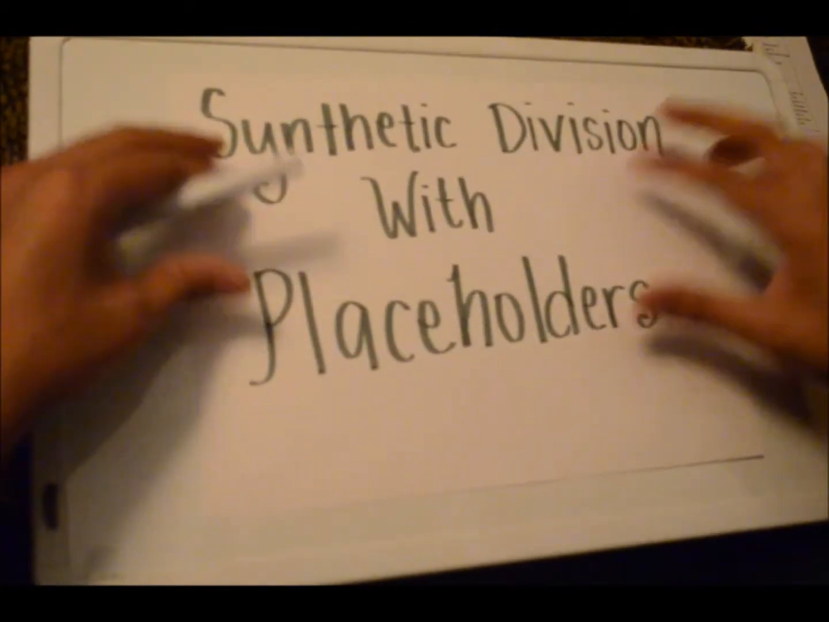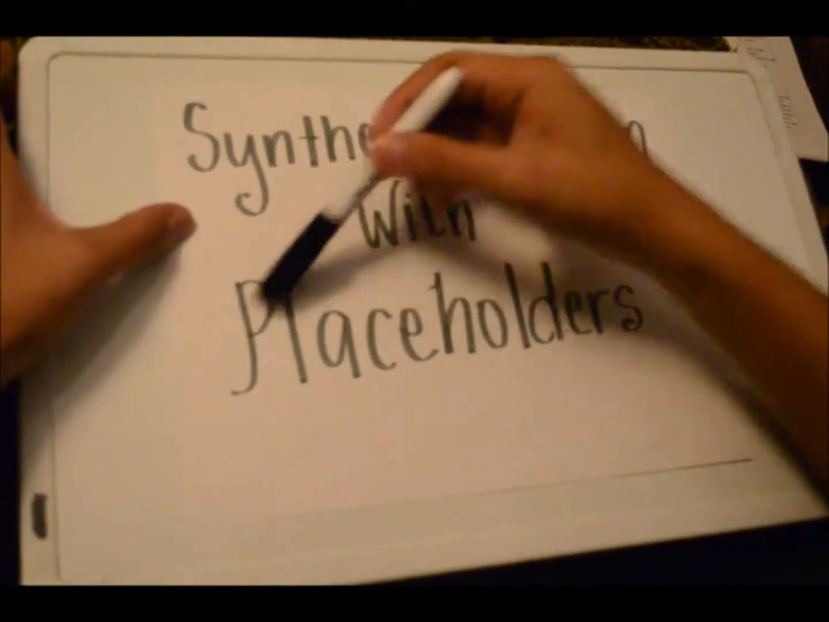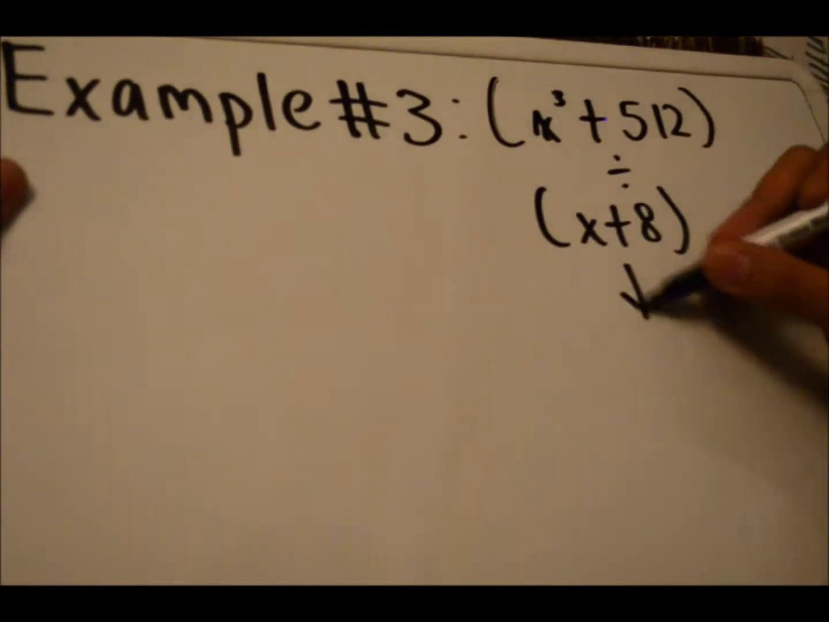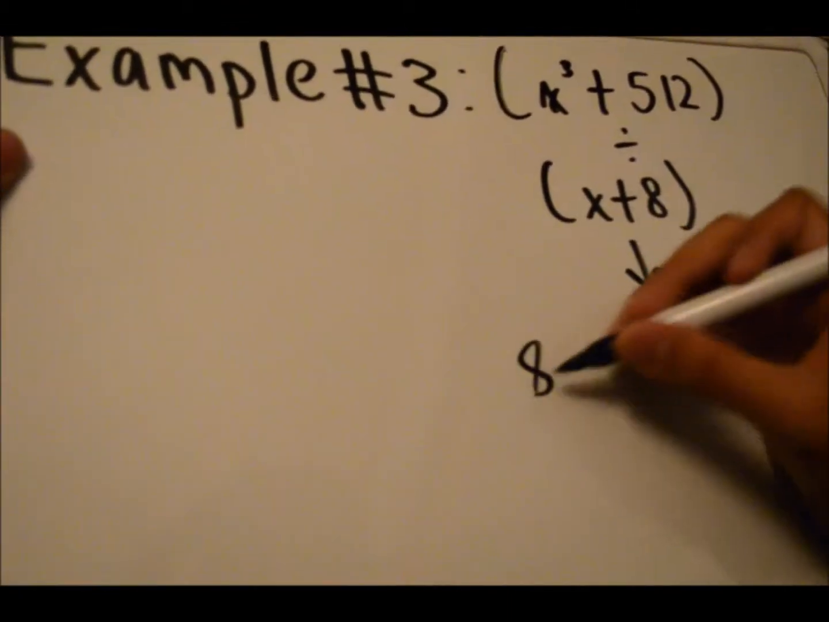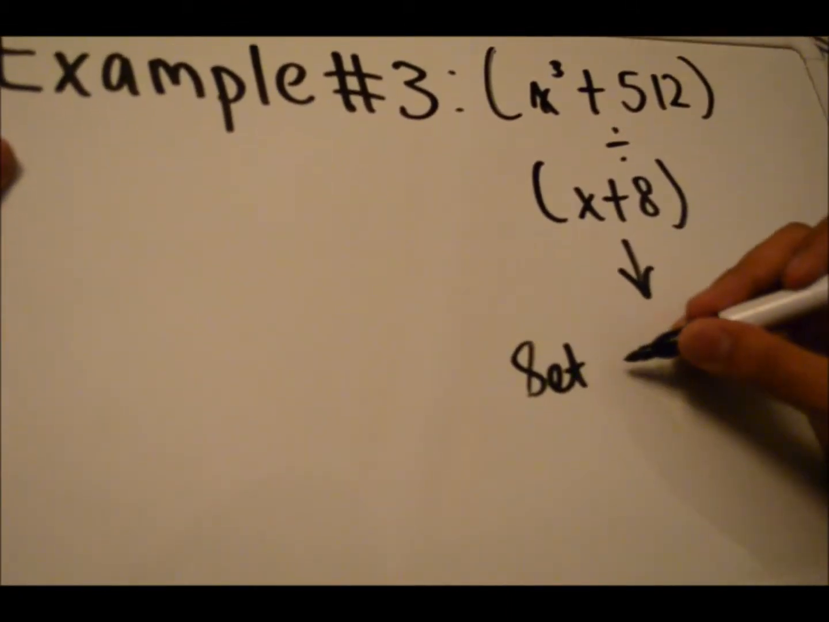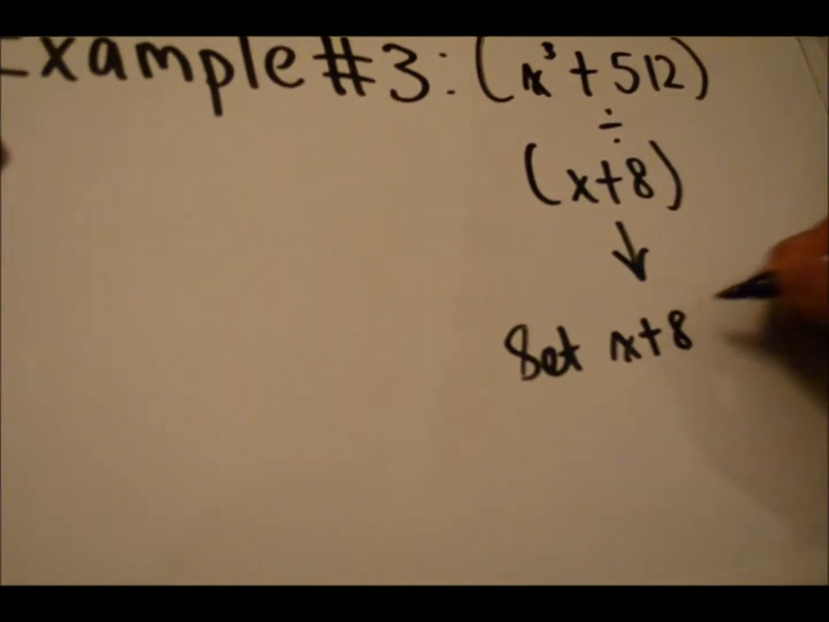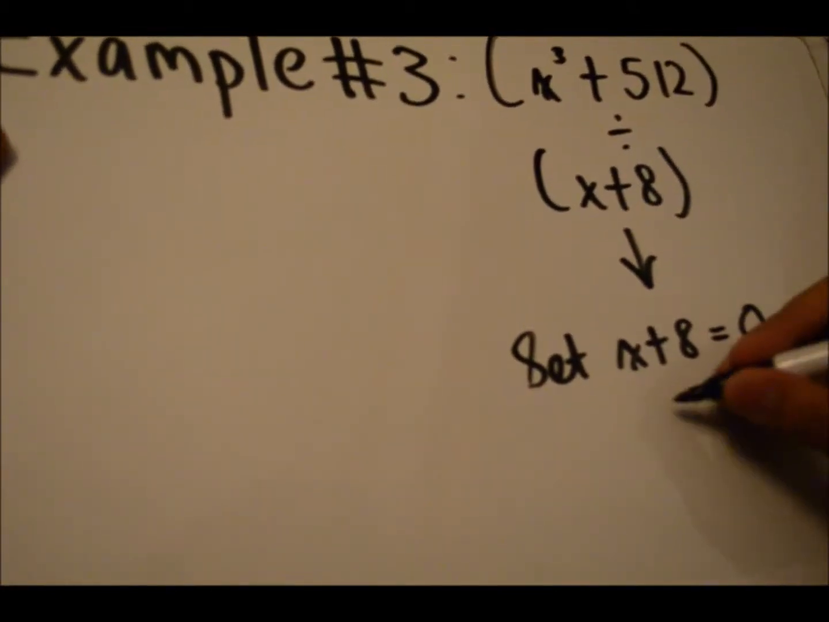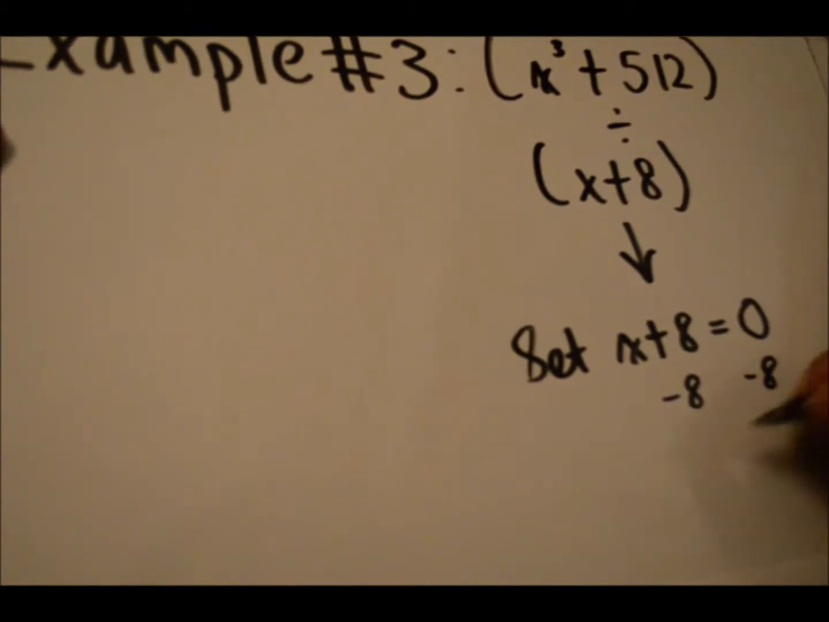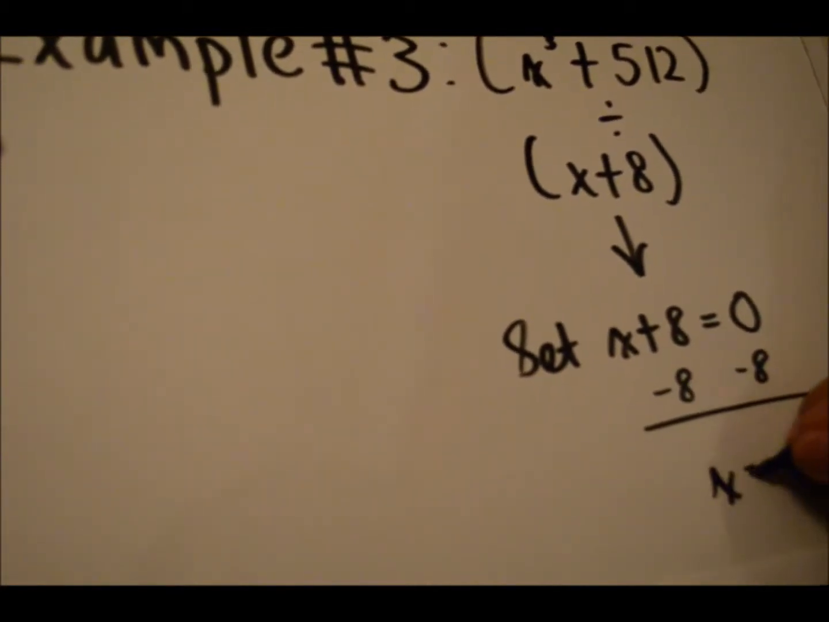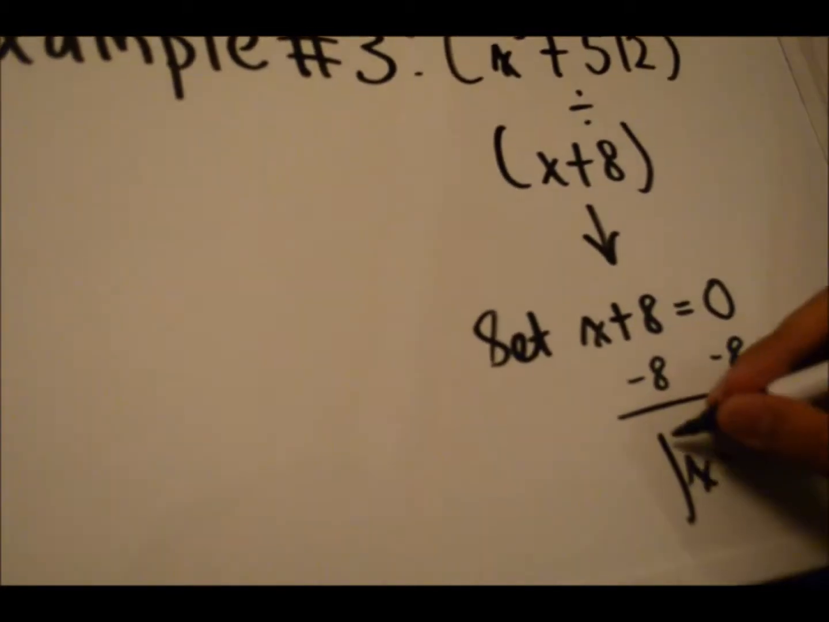Now we're going to move on to synthetic division with placeholders. Example number 3. X cubed plus 512 divided by x plus 8. First, we must set x plus 8 equal to 0, and then subtract 8 from both sides, in which we get x equals negative 8.